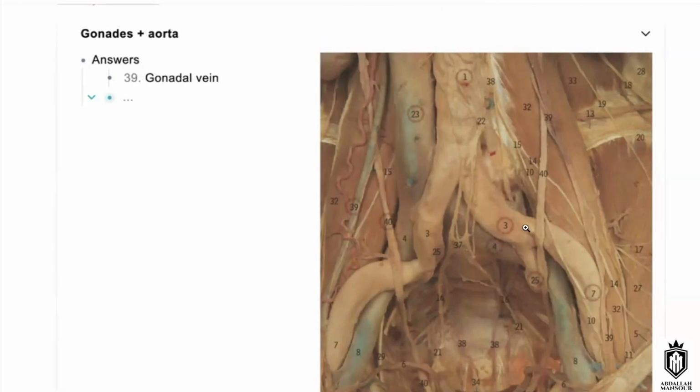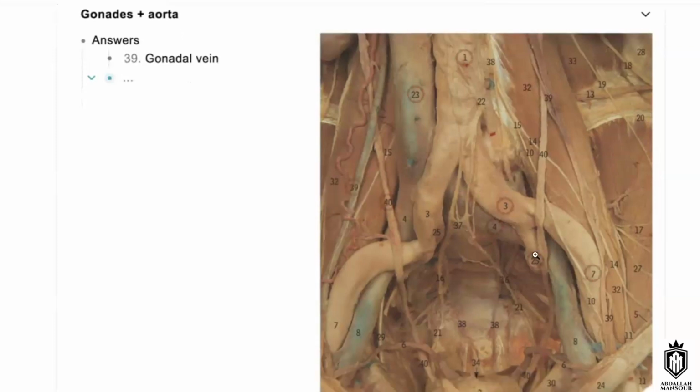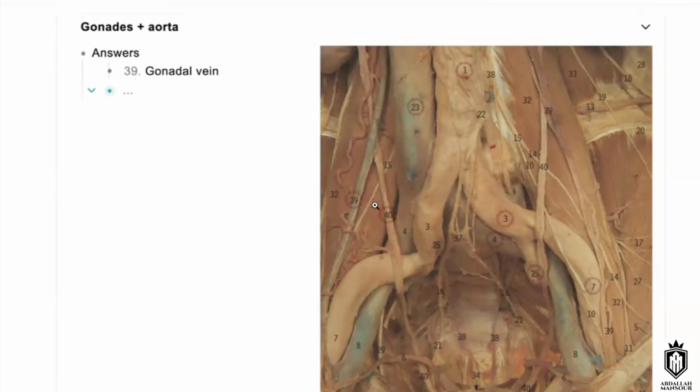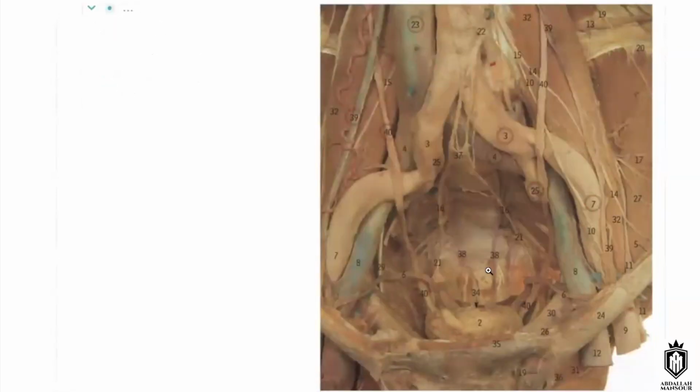3 is the common iliac arteries. And 25 is the internal iliac artery, and 7 is the external iliac artery. Good. And what about 40 then? I think that's the ureter. Yeah, that's the ureter, right? It's going all the way down to number 2.